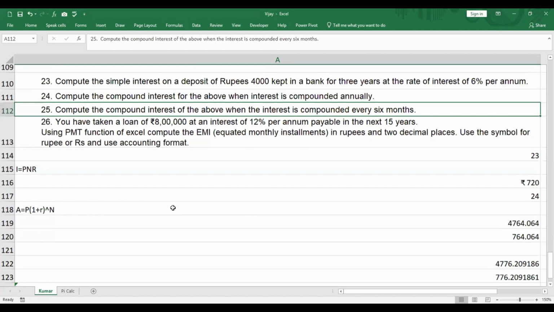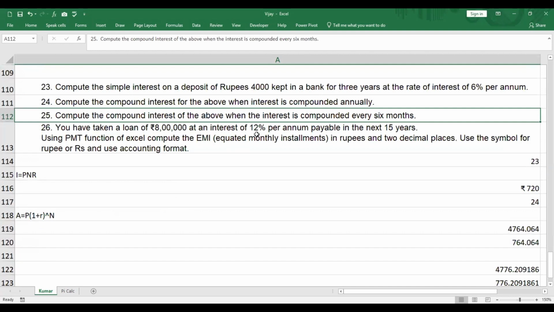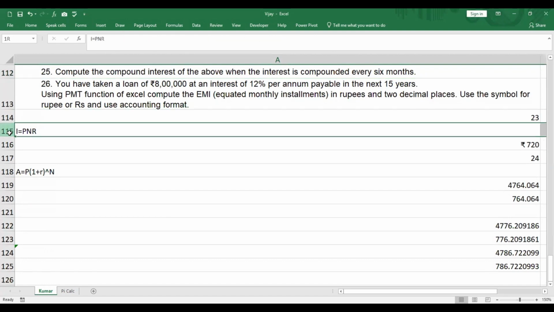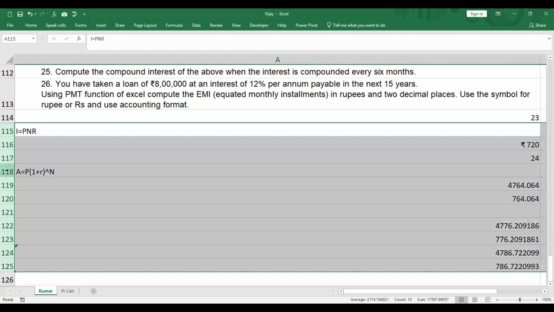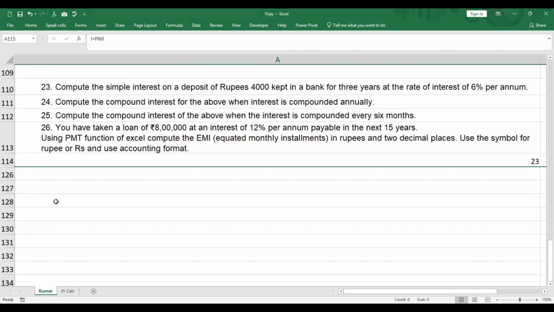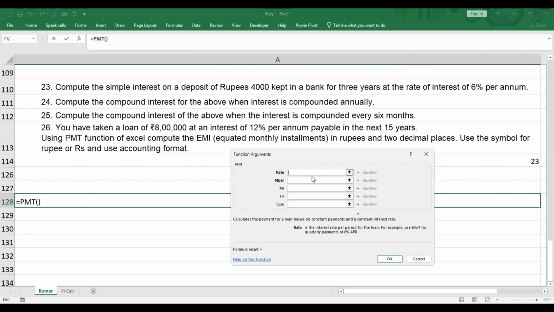Now you have taken a loan of 8 lakh rupees. Interest is 12%. Payment period is 15 years. The formula for this is, let me hide these things so that you are able to see those questions. When solving this, the formula is called PMT. So PMT, and I take this one. What is the rate of interest? 12%. But this 12% is per annum, and we are paying monthly, therefore divided by 12.